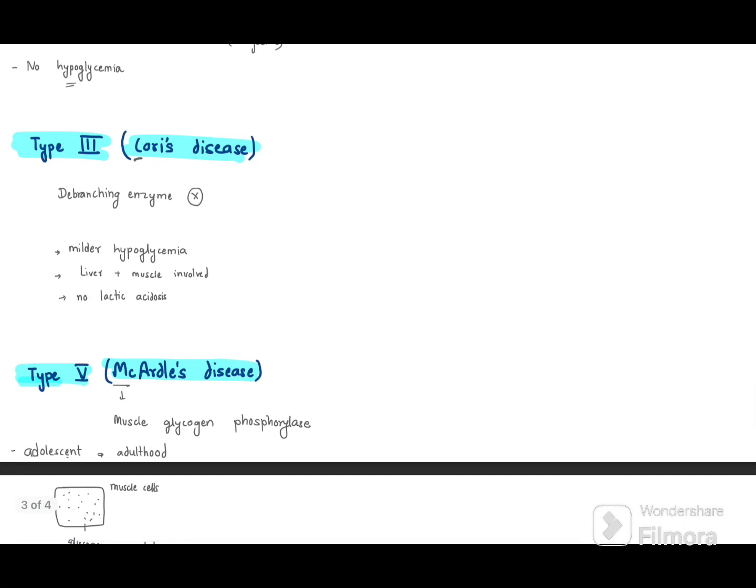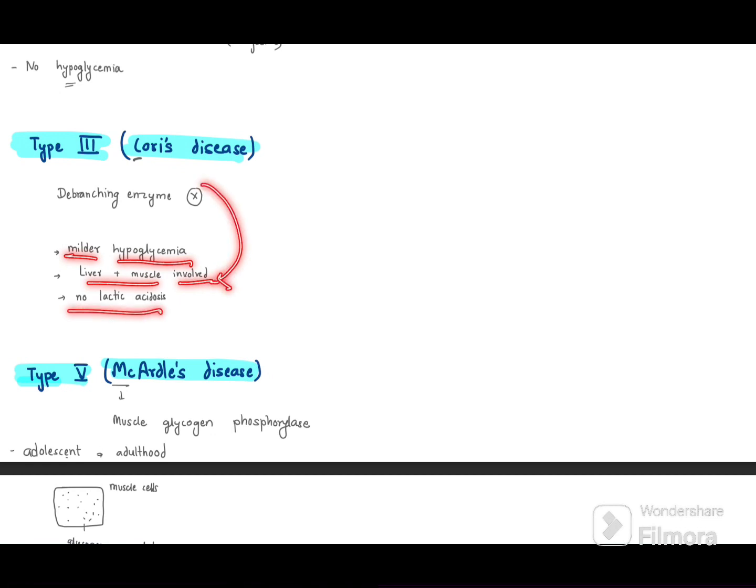Now type 3 disease, Cori's disease, C for Cori, debranching enzyme is absent. There will be milder hypoglycemia because these are the glucose molecules, and this is a branch, right? The activity of glycogen phosphorylase, the key enzyme in the breakdown pathway, is normal, right? So glucose is maintained in the circulation by glycogenolysis. Only the branch is not cleaved, so there will be milder hypoglycemia. Liver and muscle both are affected since the enzyme is present in both, and there will be no lactic acidosis.